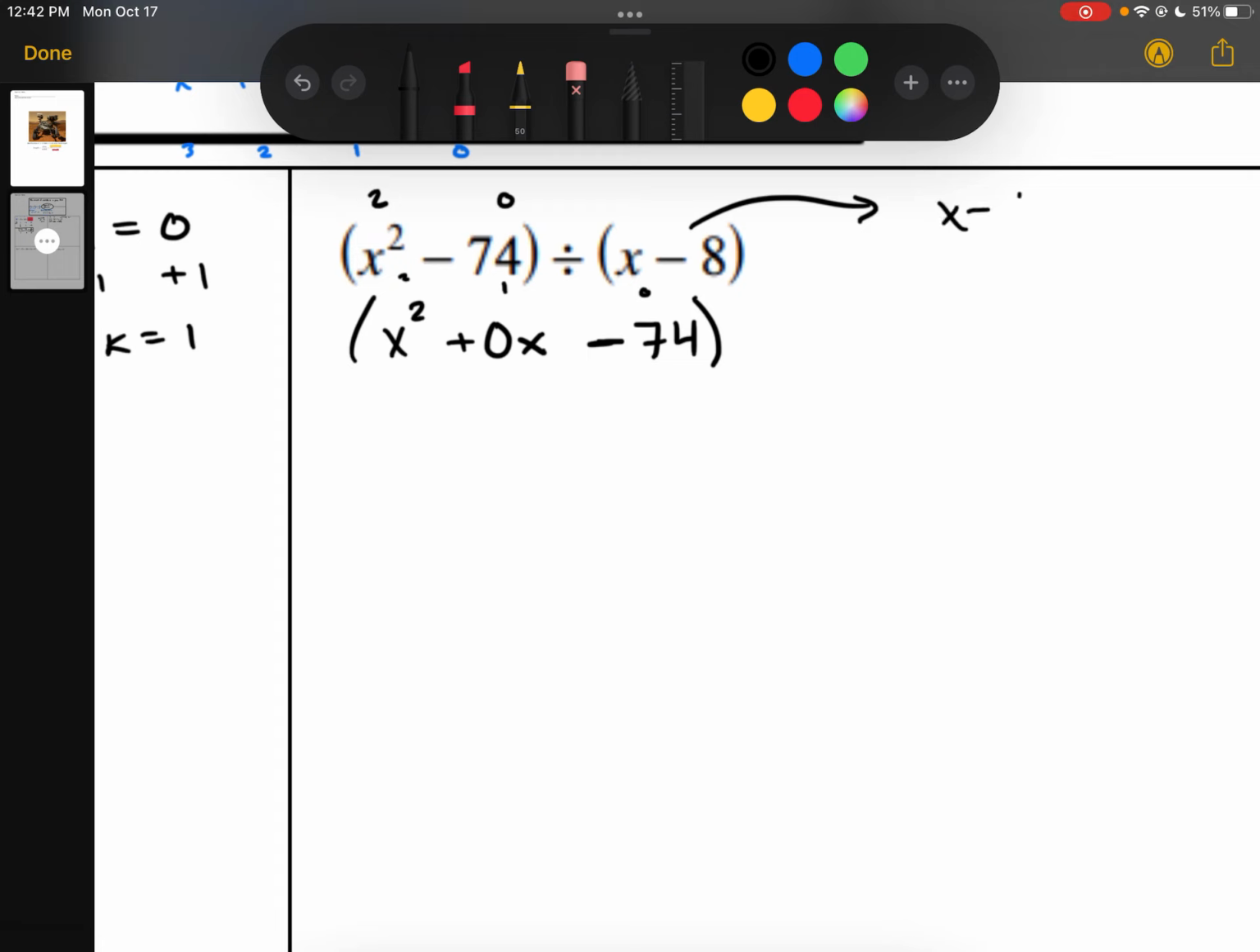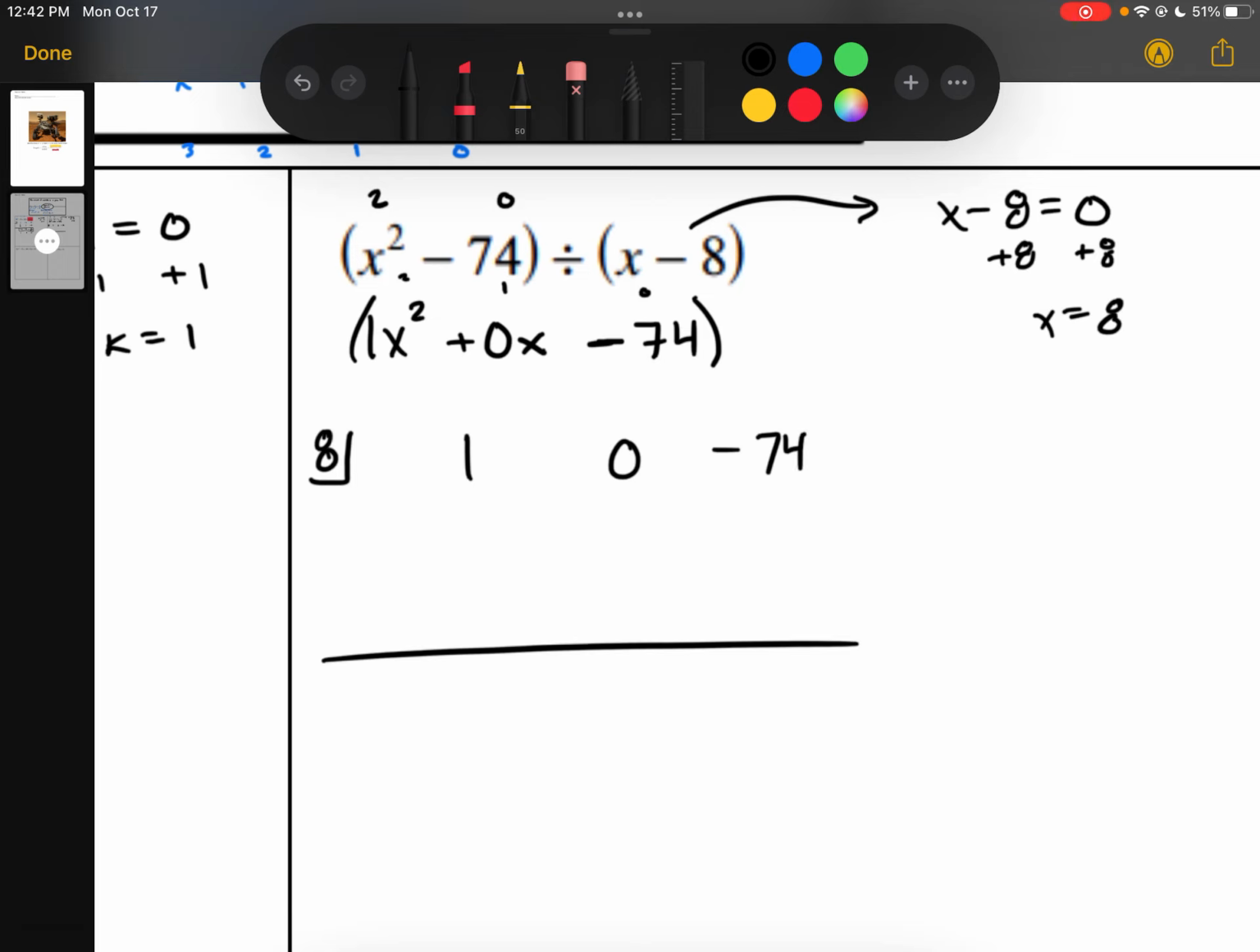The second thing that we do is we take our term that we divide by and set that equal to 0. So adding 8 to both sides gets us an answer of 8. So 8 goes on the outside, and then we bring down our coefficients here. So 1, 0, and -74.